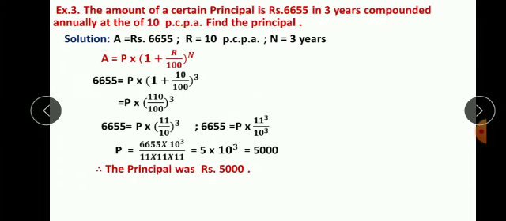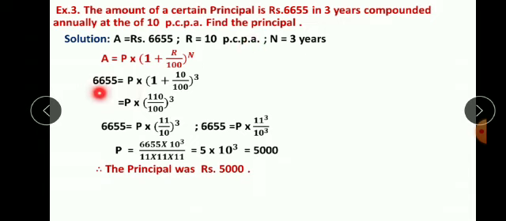Okay. Now example 3. The amount of a certain principal is rupees 6,655 in 3 years compounded annually at the rate of 10% per annum. Find the principal. Here what is given? Amount is given as 6,655. R, that is rate of interest, is given as 10% per annum, and N is given as 3 years. So use the formula. Now amount A is equal to P into 1 plus R upon 100 to the power N, and we have to calculate principal, that is P.